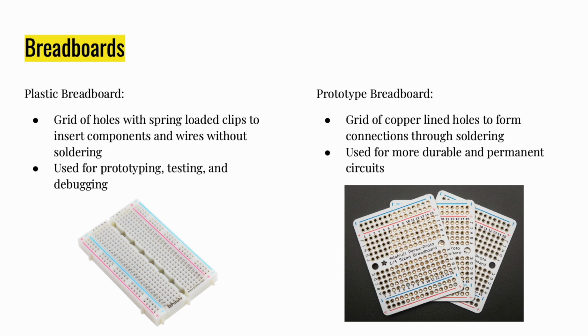Prototype breadboard is a grid of copper or any other type of conductive metal-lined holes used to form connections through soldering. These are used if you have a finalized circuit you already tested and are ready to make. They're much more durable and used for the final circuit that you want to implement.